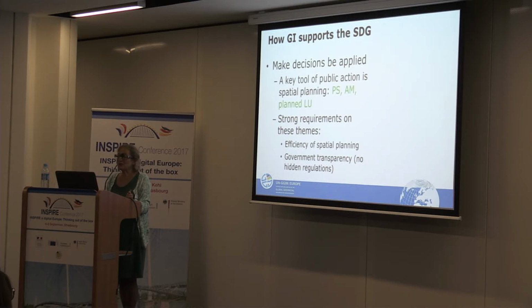Something important also, and I would like to insist on it, is to make decisions to be applied. A key tool for public action is spatial planning and all these protected sites, these management areas to be known. And there are strong requirements on these themes. Of course, for the efficiency of spatial planning, it's nice to make good decisions, but if these decisions are not known, they are useless. So it's also important for government transparency to have no hidden regulation. It's important for citizens, for investors, so they don't discover hidden regulation.